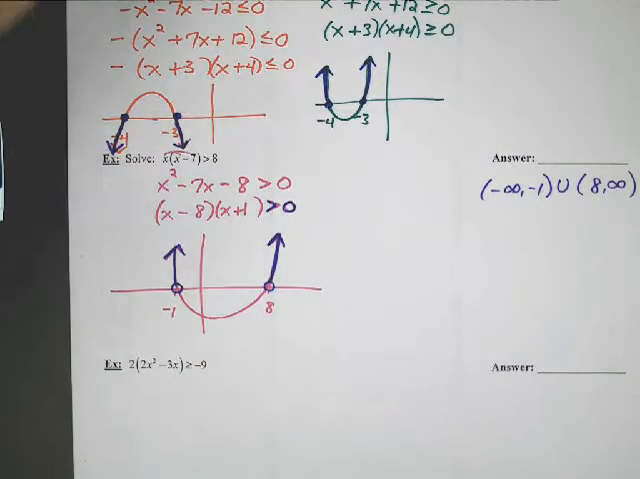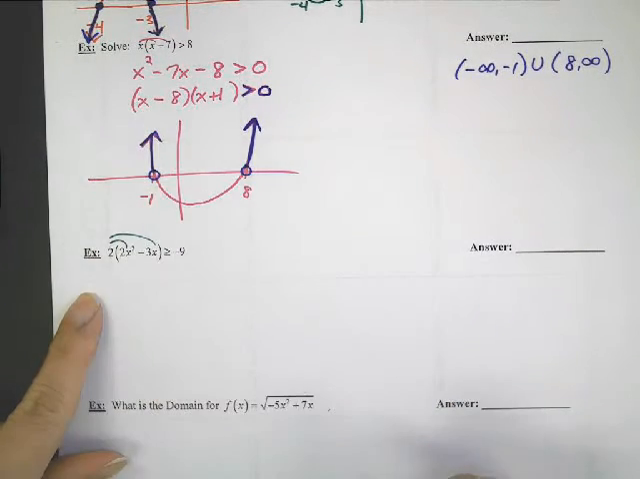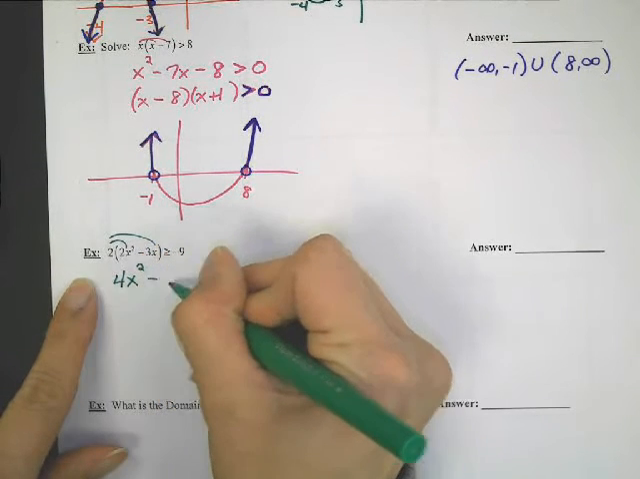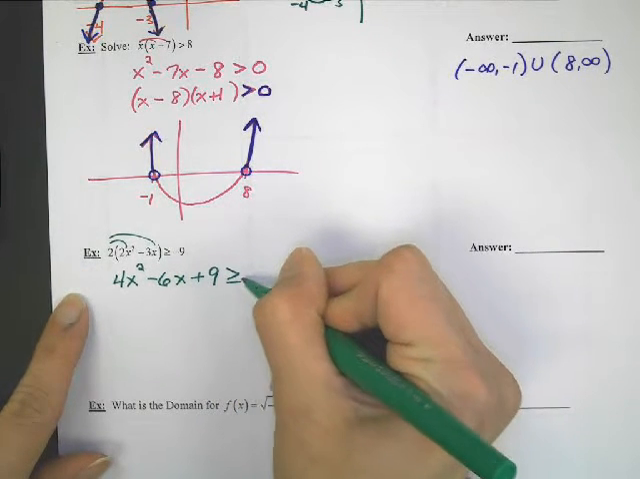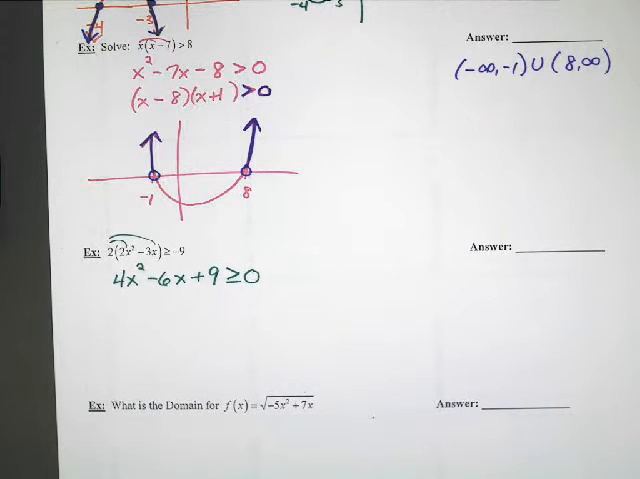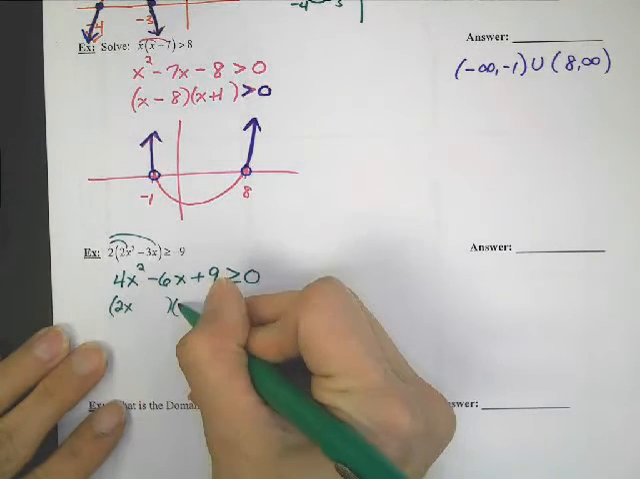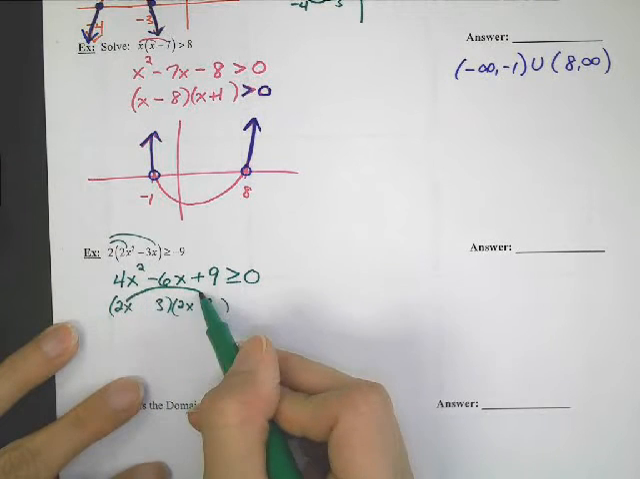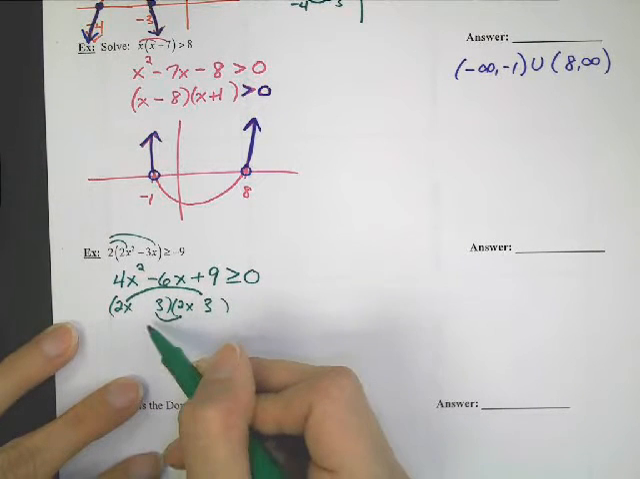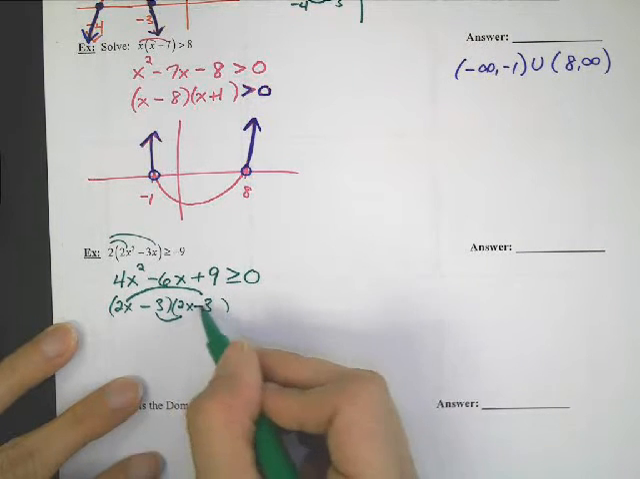All right, we got two more here. This one's more the same, though. We're going to distribute the 2. 4x squared minus 6x, I'm going to add the 9, greater than or equal to 0. Okay, let's go ahead and factor this. Maybe let's try 2x and 2x, and then I'll try 3 and 3. Does that work? Outers is 6x and 6x. Oh, that makes 12x. Even if they're negative, that's not working.